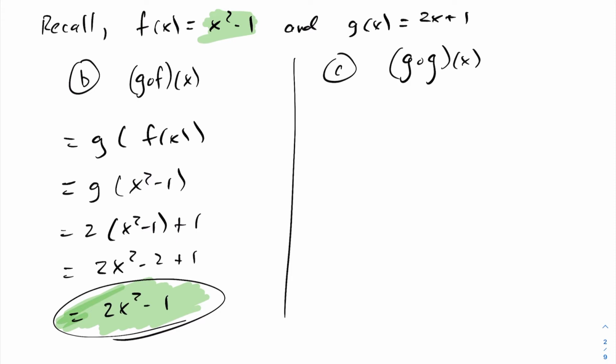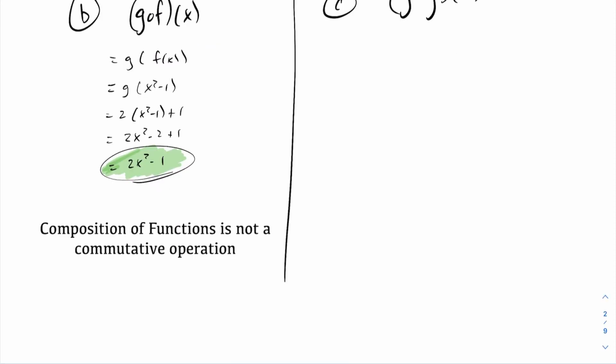So first observation here, which is an important one, notice that g composite f at x and f composite g at x created different functions. Therefore, we say that composition of functions is not a commutative operation. So the idea of commutative operation, in this case, we mean that g composite f is not in general. There are functions where that is true, but in general, it's not equal to f composite g.